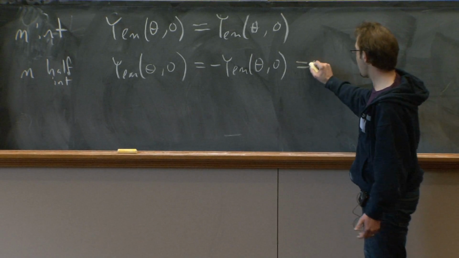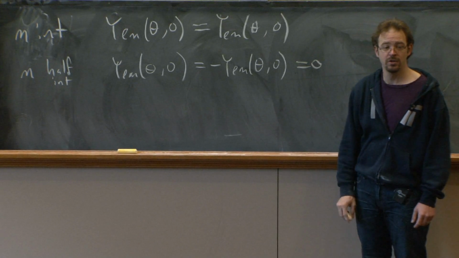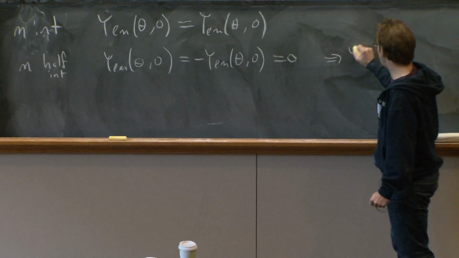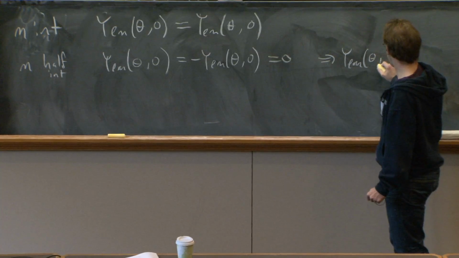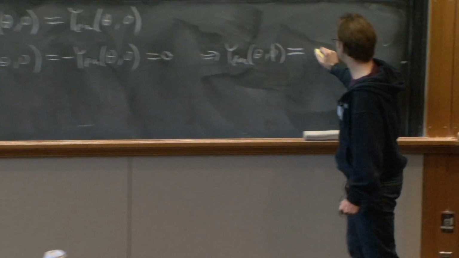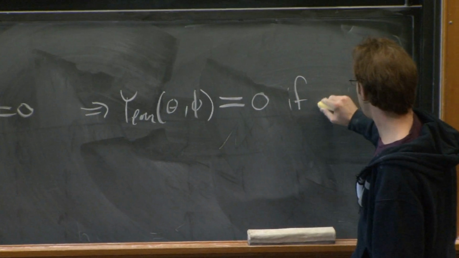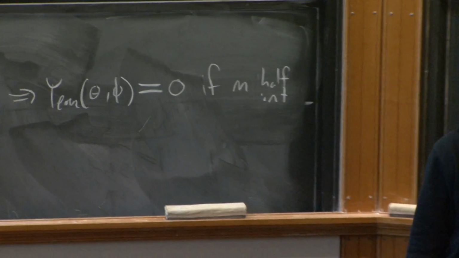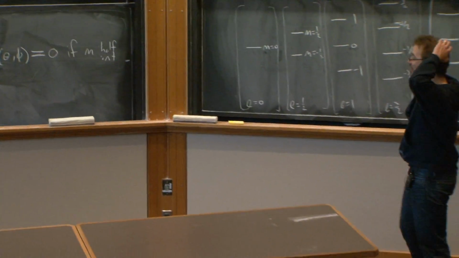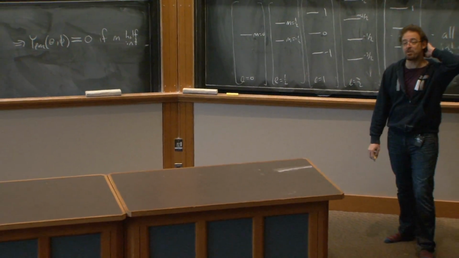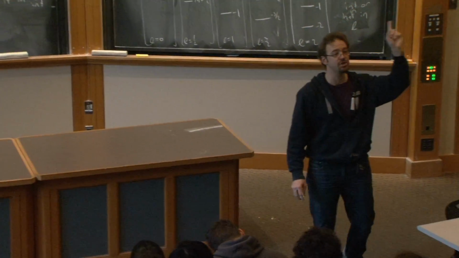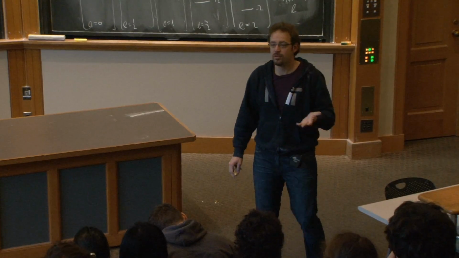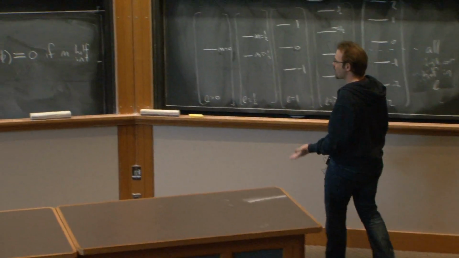0. And was there anything special about the point 0? No, I could have just taken any point and rotated it around by 2 pi. So this tells us that Y_lm of theta and phi is identically equal to 0 if m is a half integer. Huh. That's bad, right? Because what's the probability density of being found at any particular angular position? 0. Can you normalize that state? No. That is not a state that describes a particle. That is a state that describes the absence of a particle.